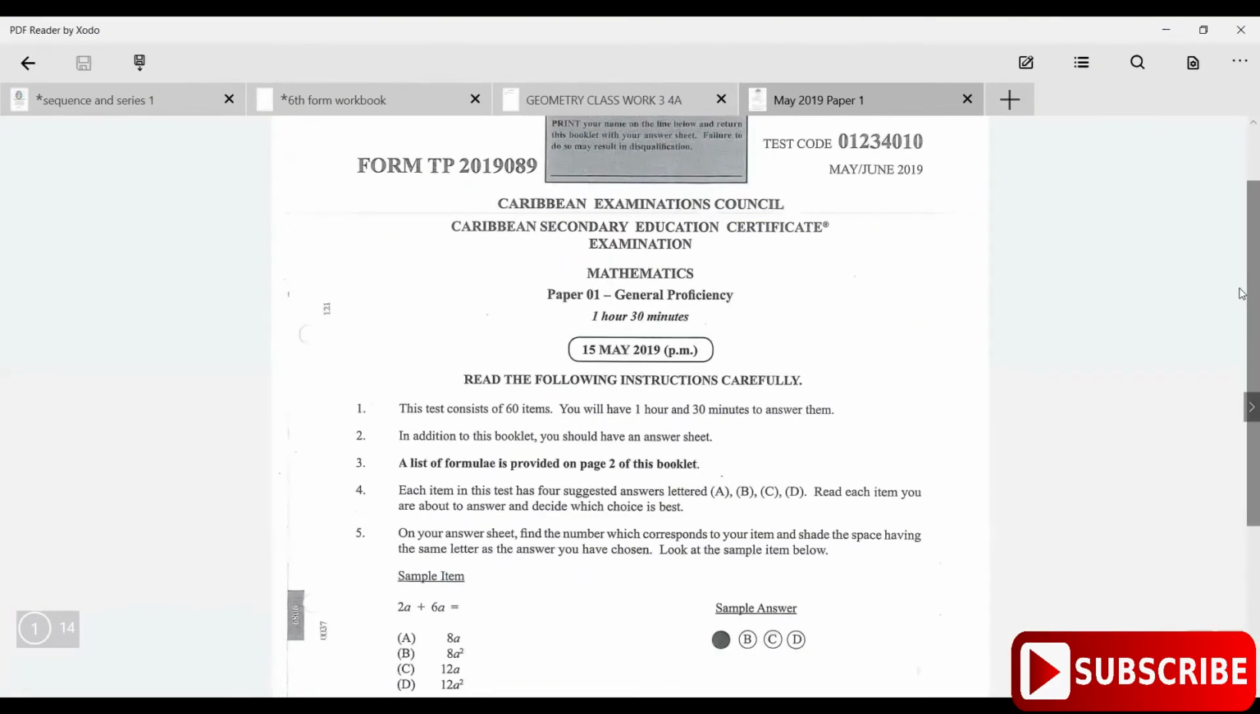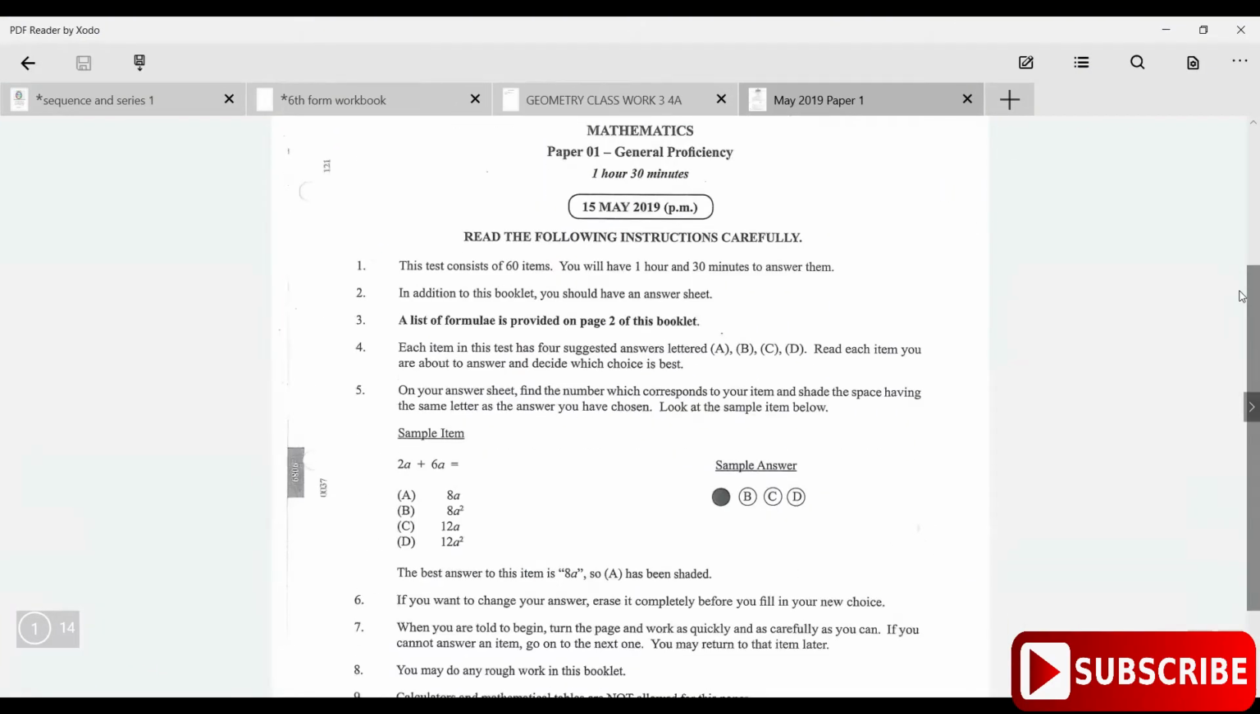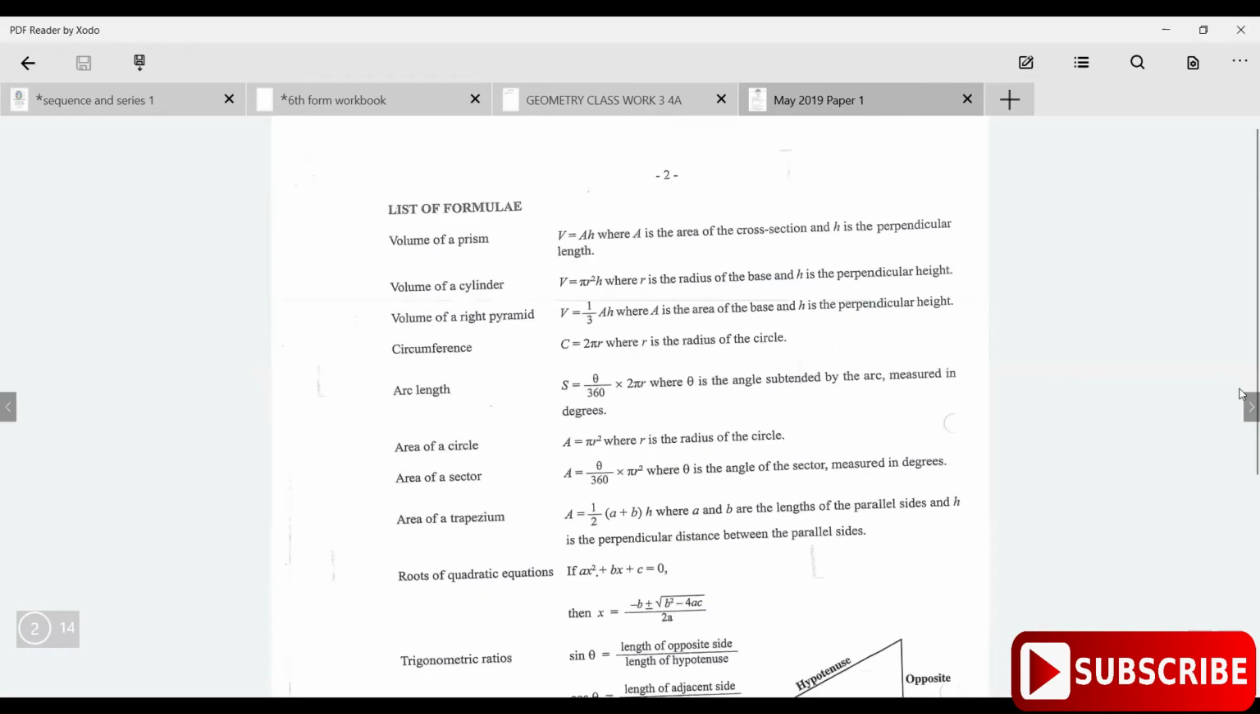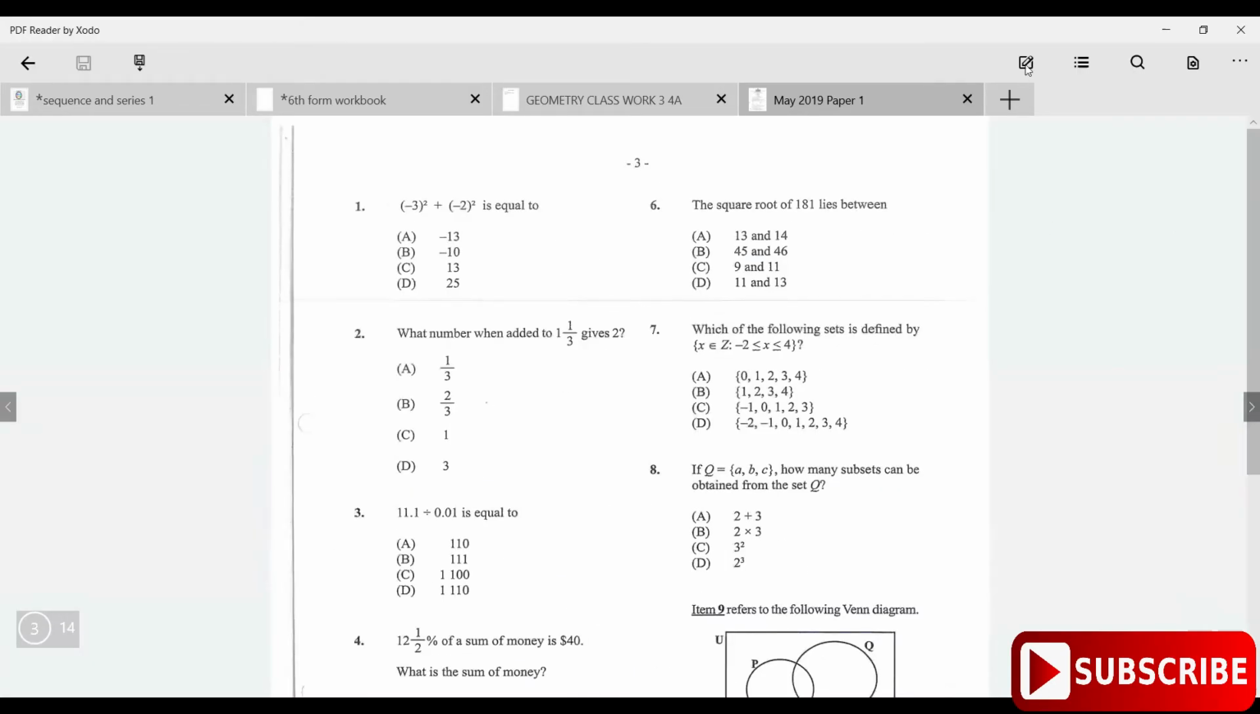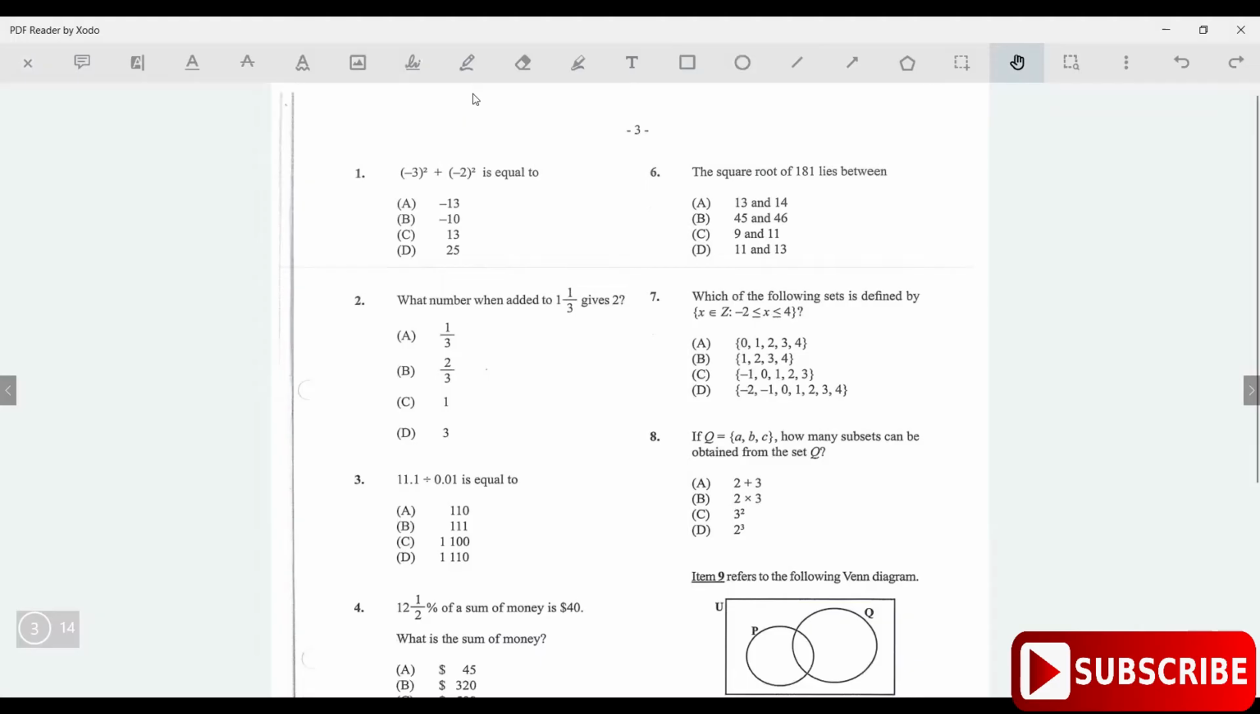Paper, easy paper. All right, so looking at this paper, we're going to go through it. Formula sheet. Let's start. First question says, what is minus 3 square plus minus 2 square?